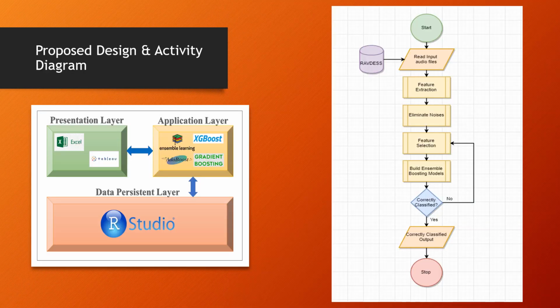My proposed design has three layers, where the source code of the model will be developed using the program R in RStudio, and it will be in the data persistent layer, and all our business logic will be implemented in the application layer. The final visuals or report would be presented to the target audience in the presentation layer using tools like Excel, Tableau, Microsoft Power BI, etc. And on the right is my activity diagram, which clearly shows the steps that are going to be involved in my proposed implementation of the project.